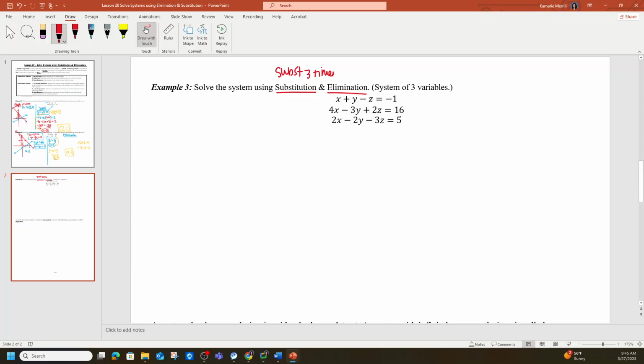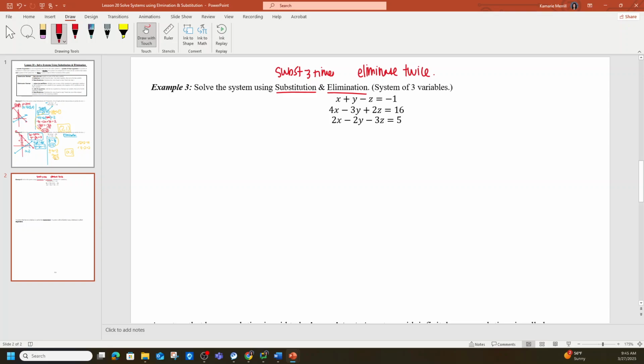Okay, let's do it. So elimination, I forgot to add to the steps, just because, like I said, I was trying to keep the notes quick. You have to eliminate twice. So this one, you eliminate twice in order to get it down to 1 variable. Okay? Okay, let's do it.